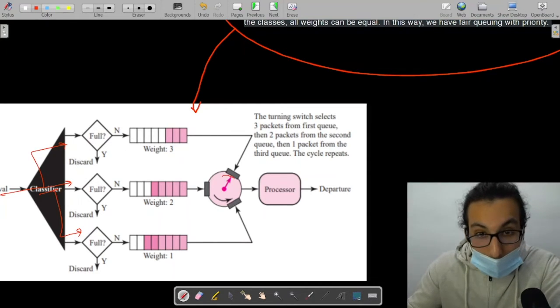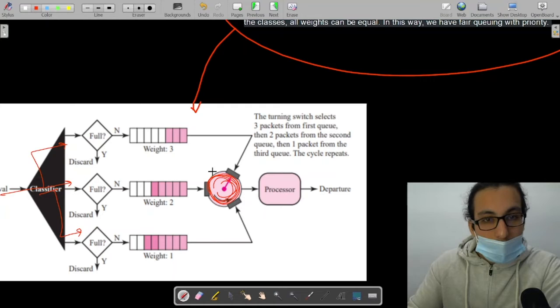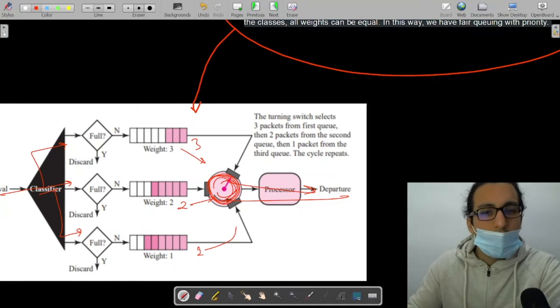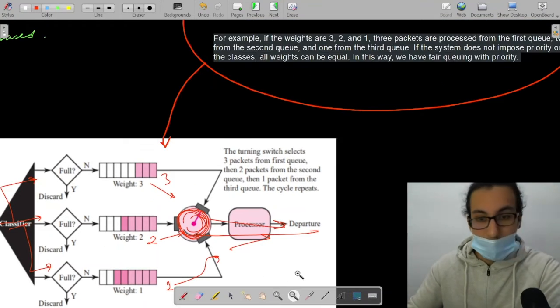Then this is Robin Hood style fashion ticker. This will take 3 packets here, it will process it further, 2 packets from here, process it further, and then 1 from the lowest priority and then process it further. But everyone is getting their chances.